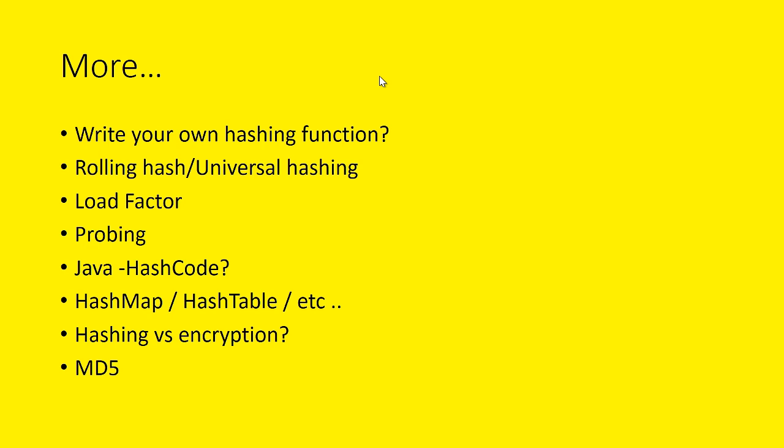And there is one more concept called rolling hash or the universal hash, which I don't want to confuse you with right now. So go and search for it. Something called load factor, probing. These are some of the things. And if you are a Java guy, go and search for the hash code. That's the example for a hashing function, and that is being used in HashMap, Hashtable, all the cases in Java. Every language has a similar thing, and the hashing looks similar to encryption. How it is different, go and search for it. And the best and well-known hash function is called MD5. So go and learn about it as well.